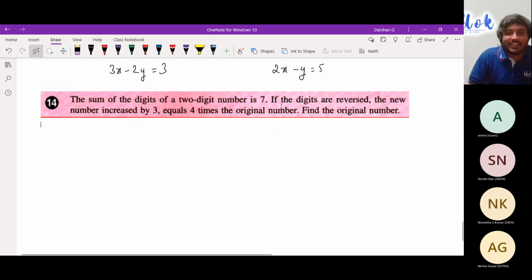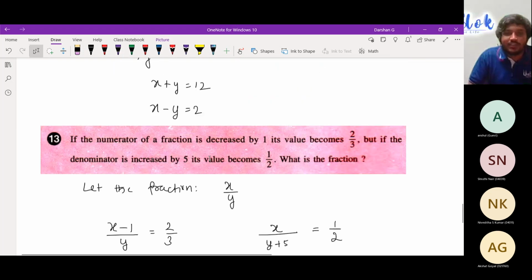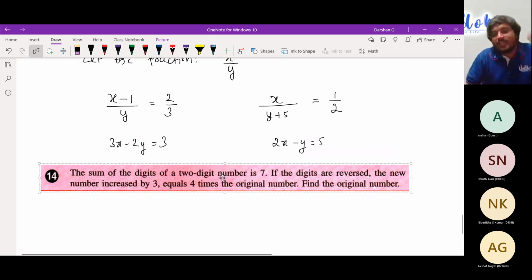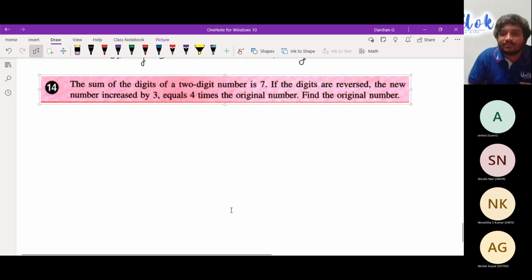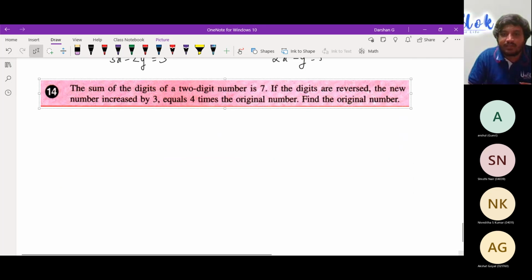Okay. So next question, even these kind of questions. Out of these two, in all probability you might get one kind of question for 2 or 3 marks. The sum of the digits of a 2-digit number is 7. If the digits are reversed, the new number is increased by 3 equals 4 times the original number. Find the original number. Please start trying this question.